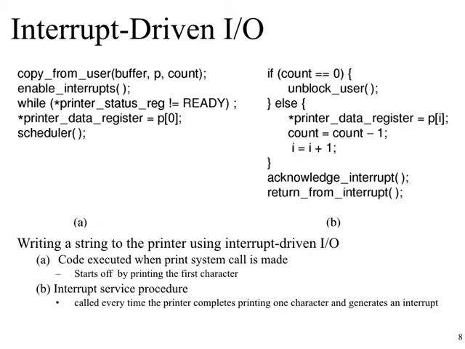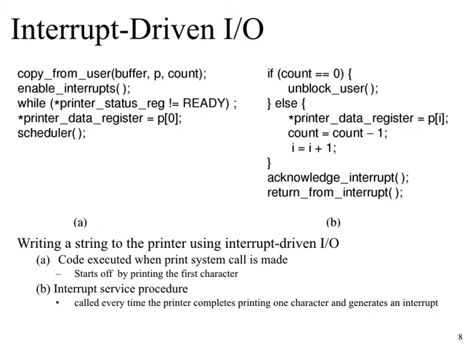So after writing the first byte to the printer, the CPU would then call the scheduler, which would then schedule some other process to execute on the CPU. So note that the CPU is not actively polling the device register, it is doing some other useful work at this point. Figure B shows the pseudocode for the interrupt service routine.